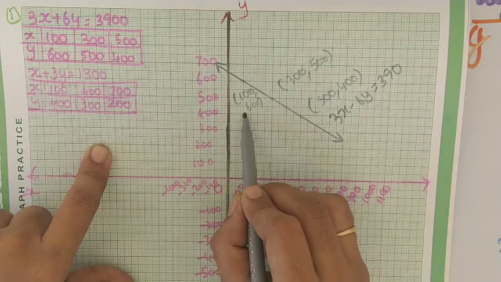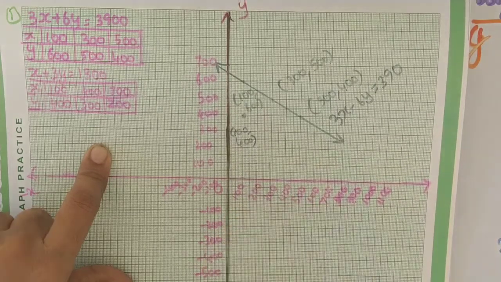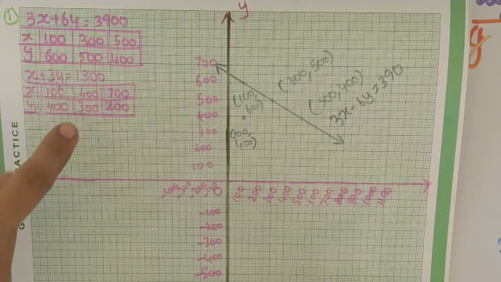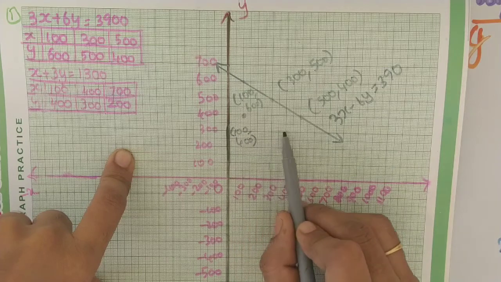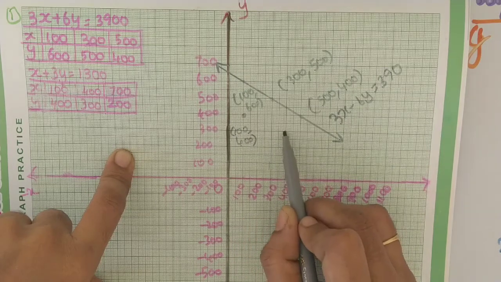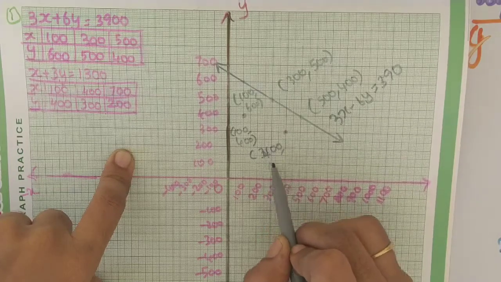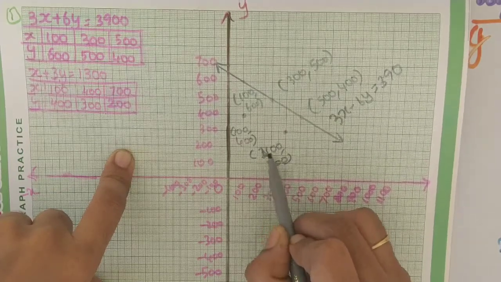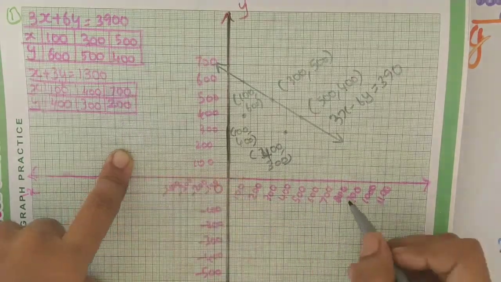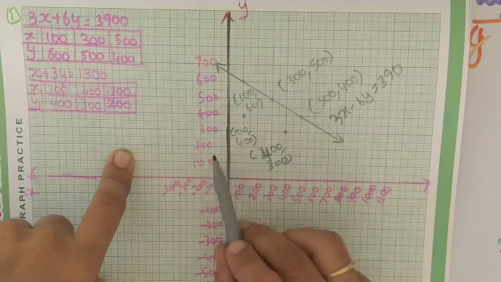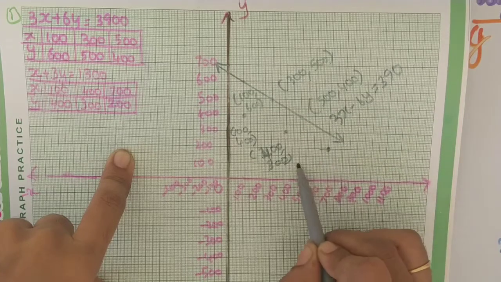The first one is when x is equal to 100, y is equal to 400. This is the point where the 100 from x and 400 from y meet. Now let's take the second point, 400 from x meets the 300 from y. Okay? That point is 400, 300. Now let's take the third ordered pair, 700 from x and 200 from y-axis. So, the 700 from the x-axis meets the 200 from the y-axis at this point.